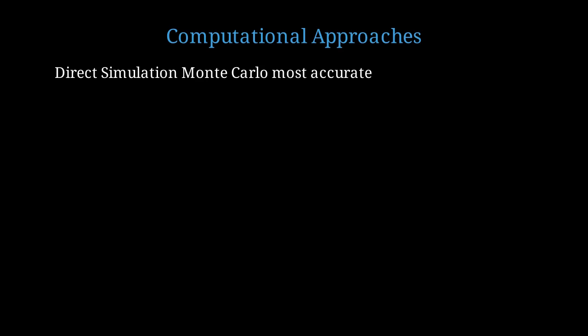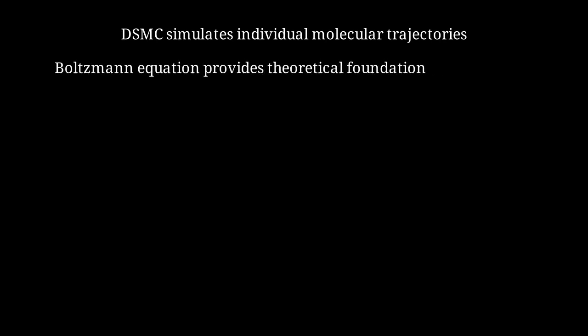Modeling Knudsen pumping accurately requires sophisticated computational methods. The direct simulation Monte Carlo method, or DSMC, is the most accurate approach for transition regime flows. DSMC works by simulating the trajectories and collisions of representative particles. The Boltzmann equation provides the theoretical foundation, relating the distribution function to collision integrals. The Boltzmann equation: ∂f/∂t + v·∇f = (∂f/∂t)_collision term.